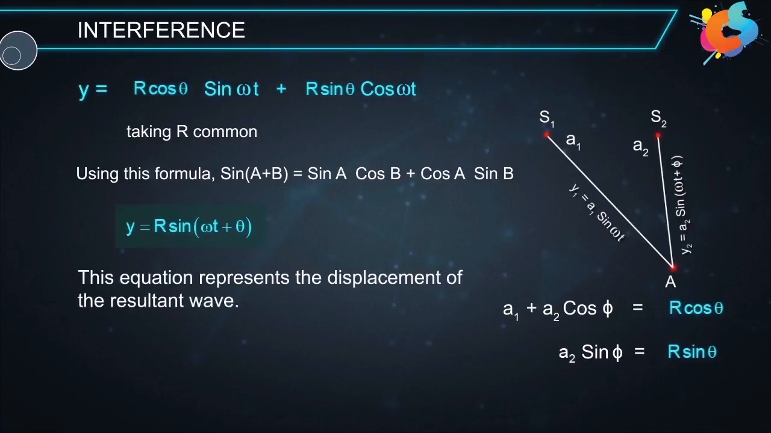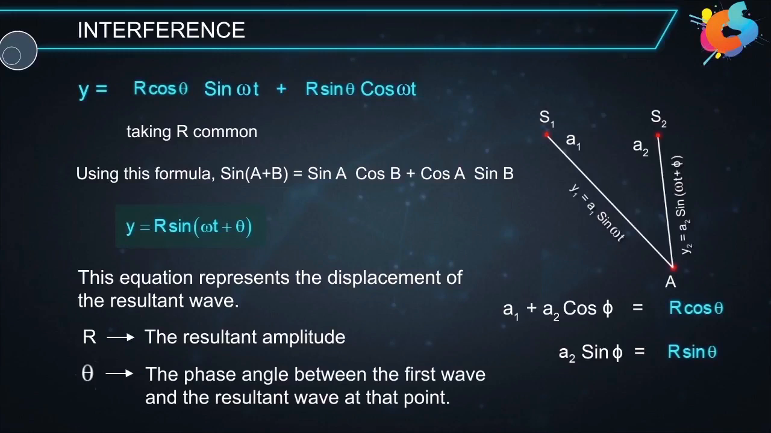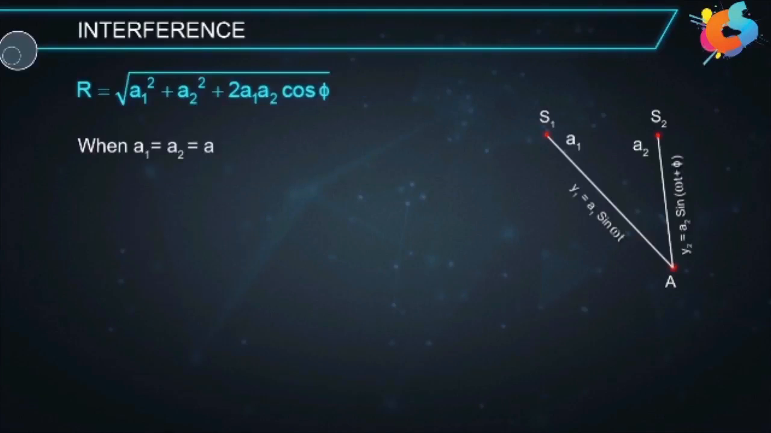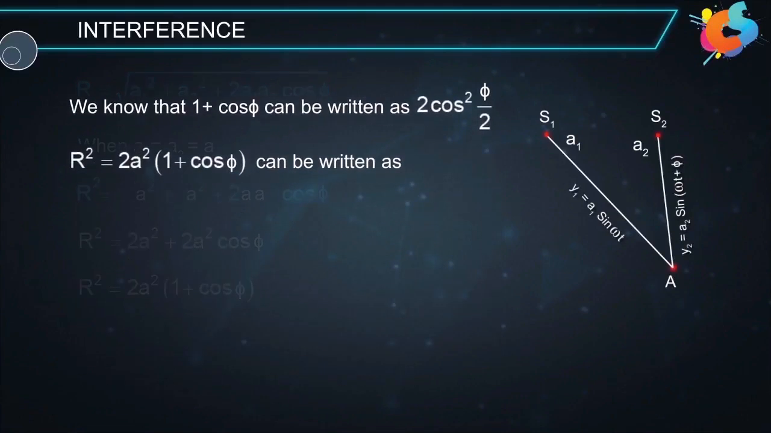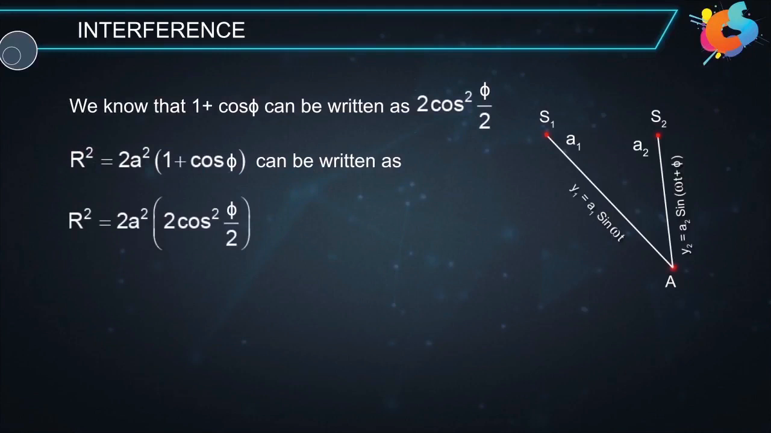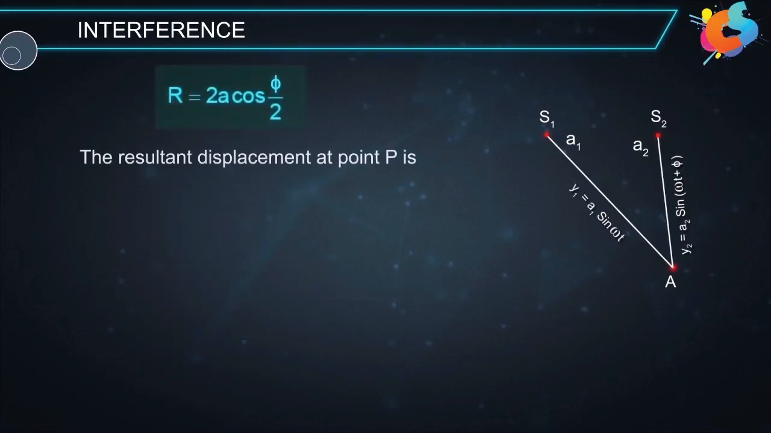This equation represents the displacement of the resultant wave. Here r is the resultant amplitude and θ is the phase angle between the first wave and the resultant wave at the point. The resultant amplitude r = √(a1² + a2² + 2a1a2 cos φ). When a1 = a2, the square of the amplitude, that is intensity, r² = 2a²(1 + cos φ), which can be written as r² = 2a² · 2cos²(φ/2).